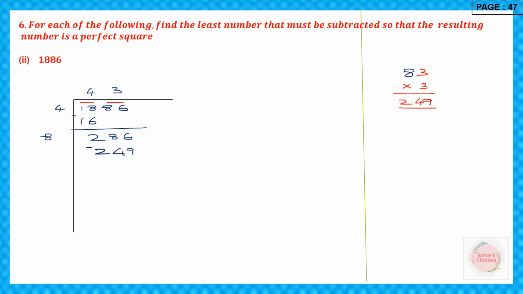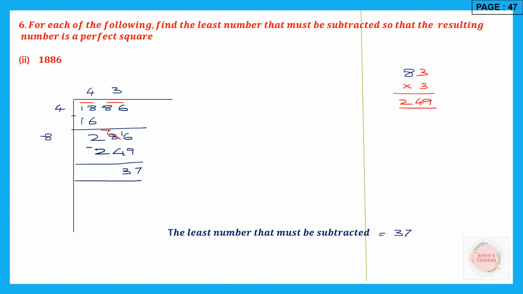249. Now let's subtract. When we subtract here, we need to borrow. So this is 7 and 16. 16 minus 9 is 7, and 7 minus 4 is 3. So this is the remainder, and the remainder is the least number. Okay, so keep that in mind. The remainder that you get is the least number that must be subtracted. So what is our answer? The least number that must be subtracted is 37.